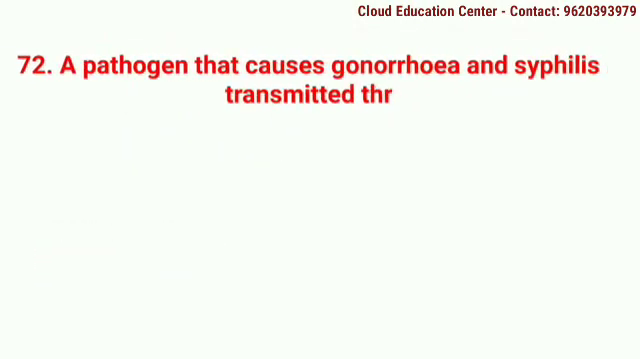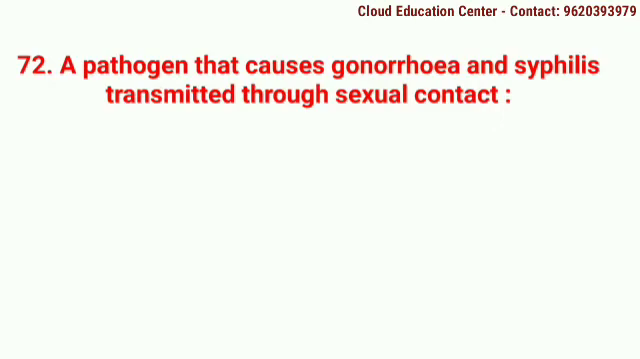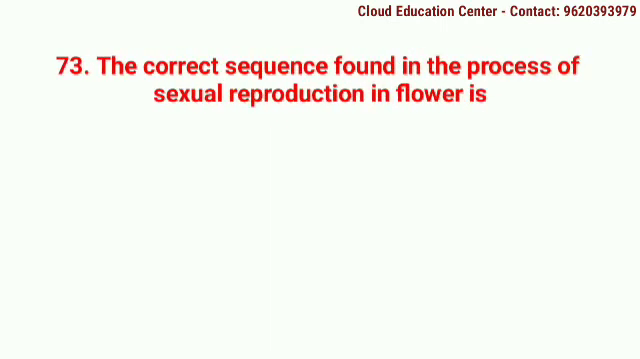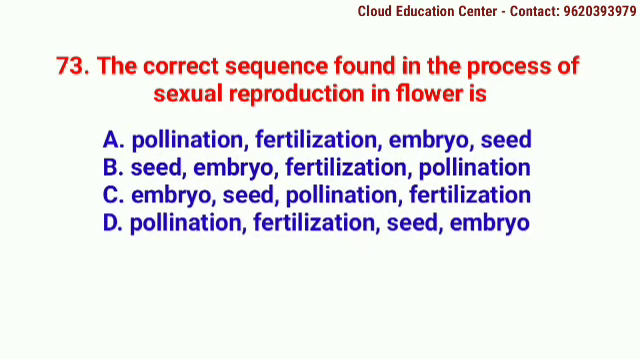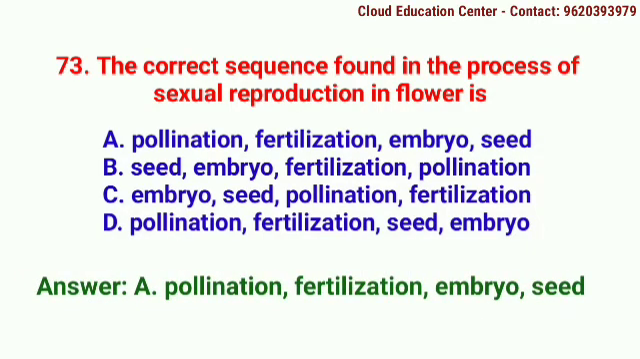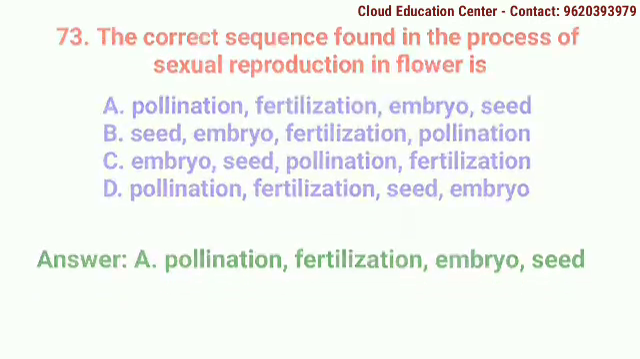The next question is a pathogen that causes gonorrhea and syphilis transmitted through sexual contact. There are four options. In that, option B, bacteria is the correct one. The next question is the correct sequence found in the process of sexual reproduction in flower is. There are four options. In that, option A is the correct one. Pollination, fertilization, then embryo, then the seed.